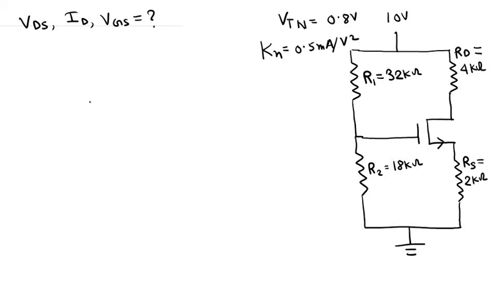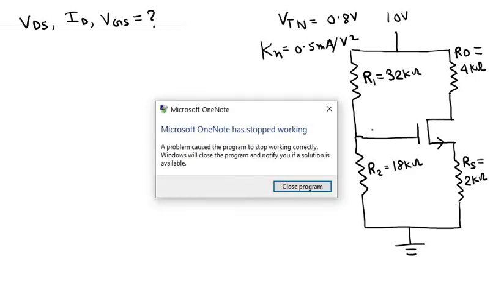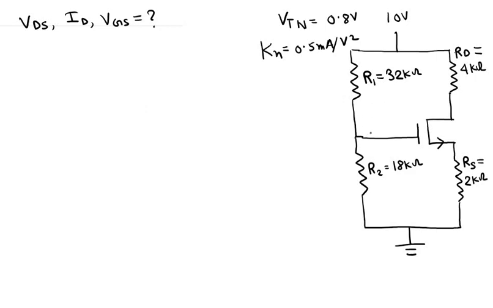So let us do this problem. We know that in a MOSFET, no current flows into the gate because we have this insulating layer over here. That is why no current can enter the gate terminal. So the current flowing into the gate is 0.